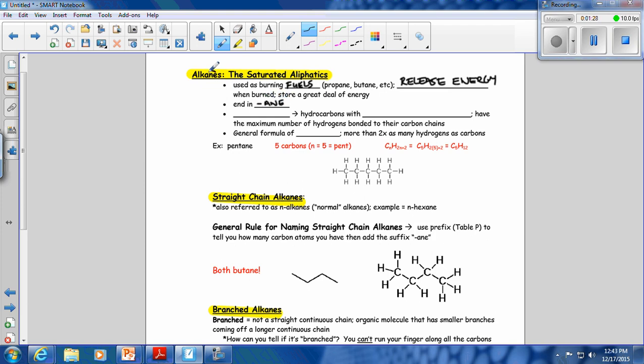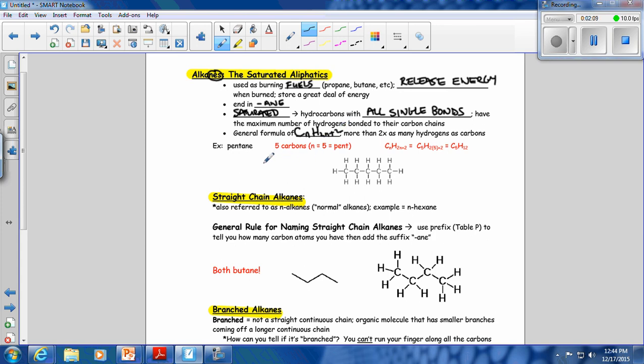That comes from this portion right here of our term, the alkanes. They are going to be saturated, which means we're going to be looking at single bonds and single bonds only. All single bonds. They will have the maximum number of hydrogens bonded to their carbon chains. So the general formula we're going to look at is CnH2n+2. And remember, the n represents how many carbons you have within these alkanes.